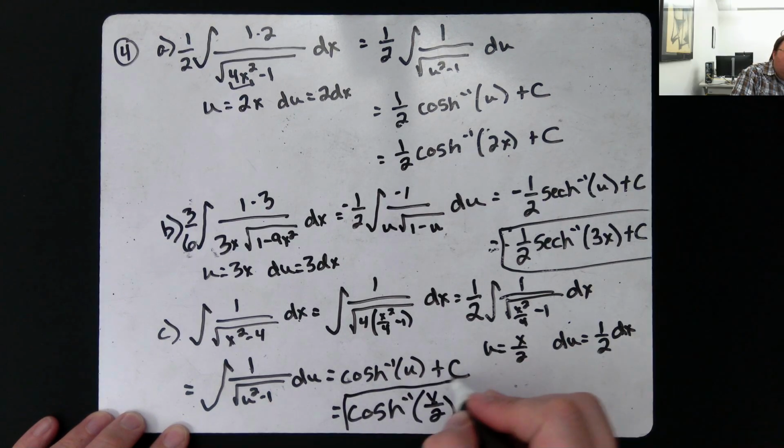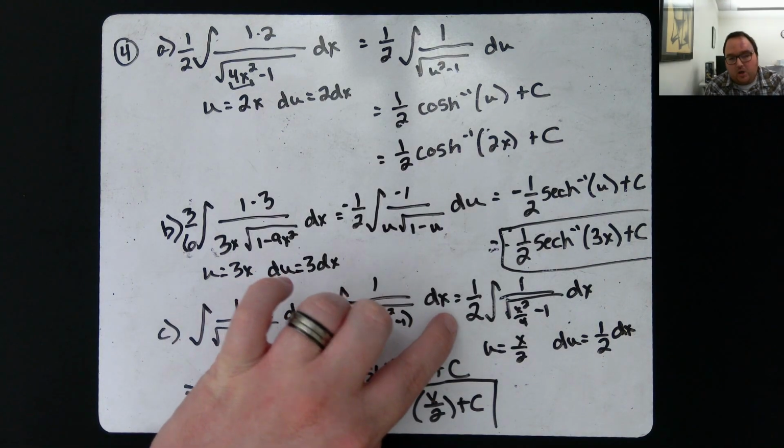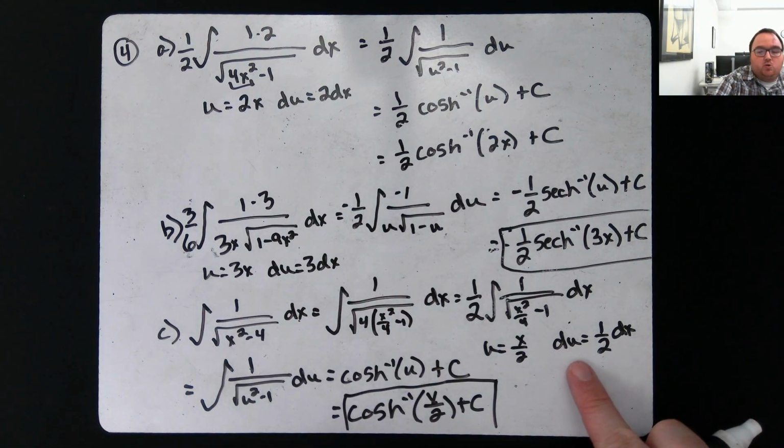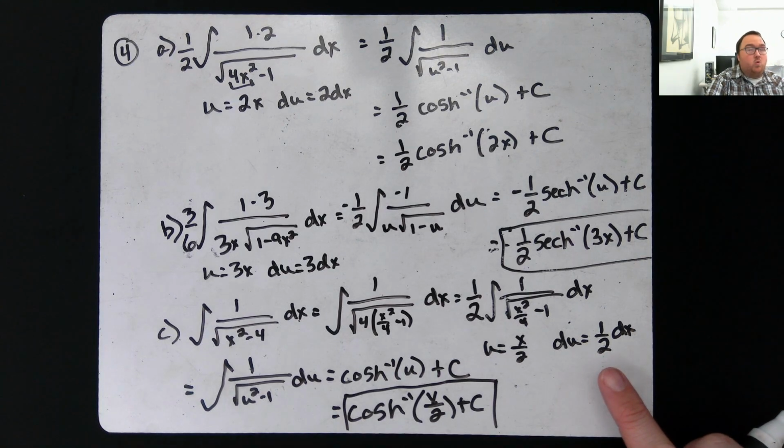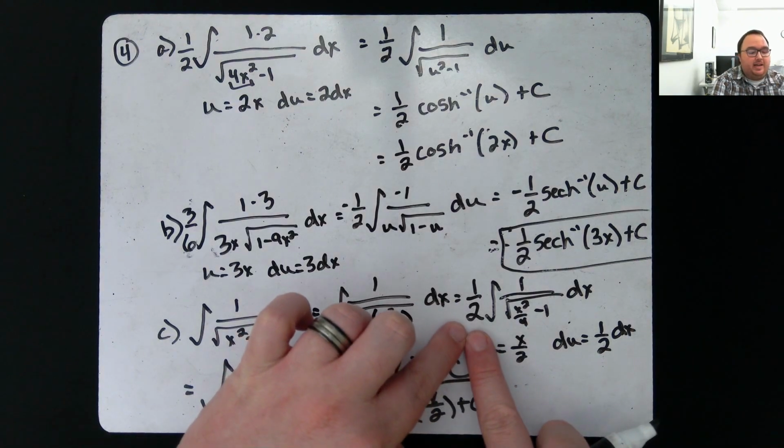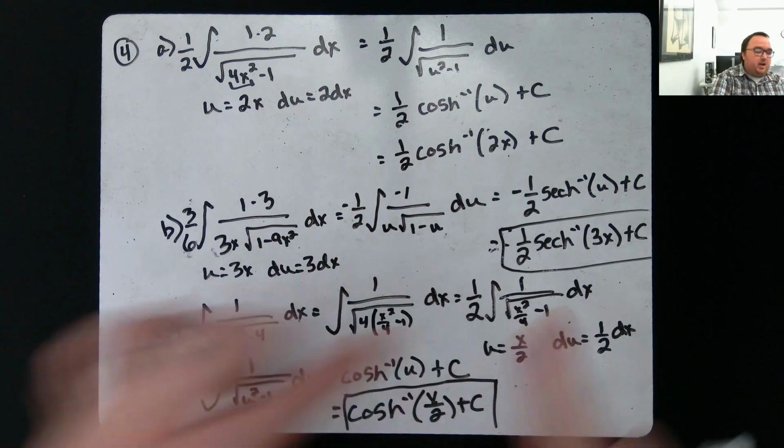Once again, you may want to know where did this 1/2 go. Since the du is equal to 1/2, it blended in with the dx to become du.